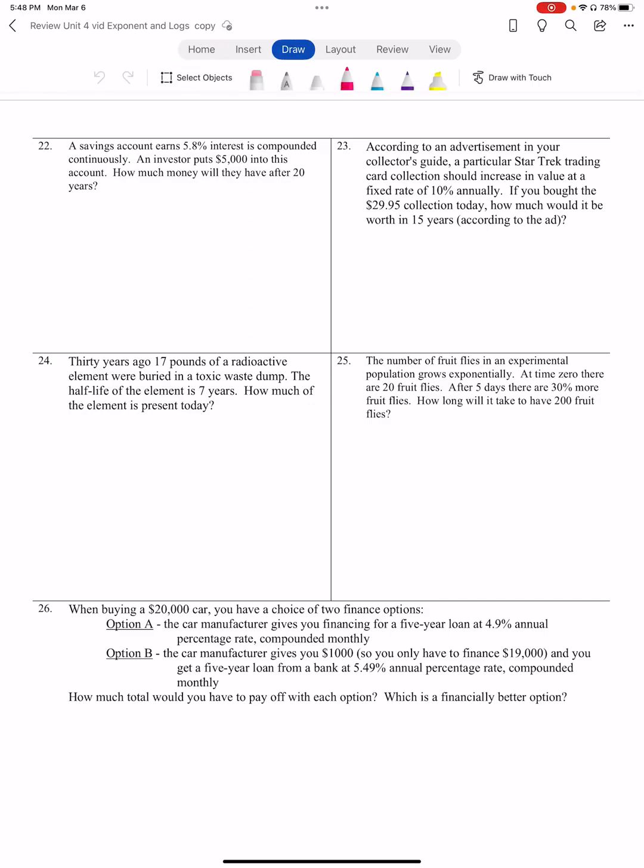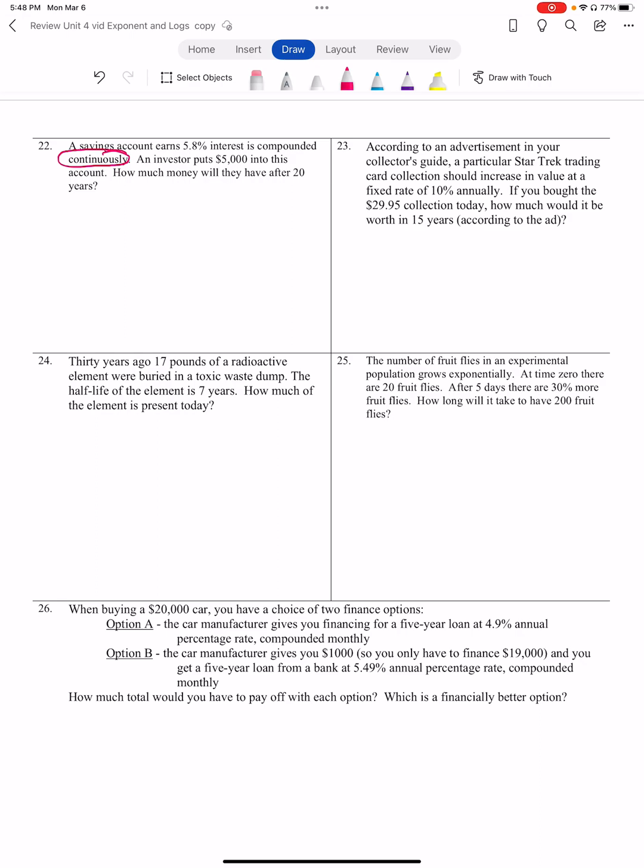Okay, part 2 of these word problems. They shouldn't be too bad, just be careful. A savings account earns 5.8% interest compounded continuously. So those are the words that we look for. So that's where we're going to use, and you will be given the formulas.